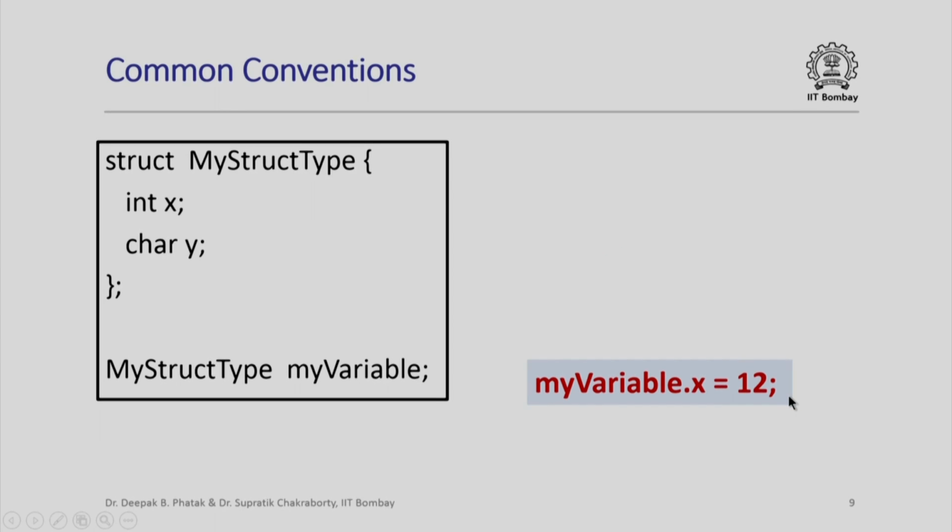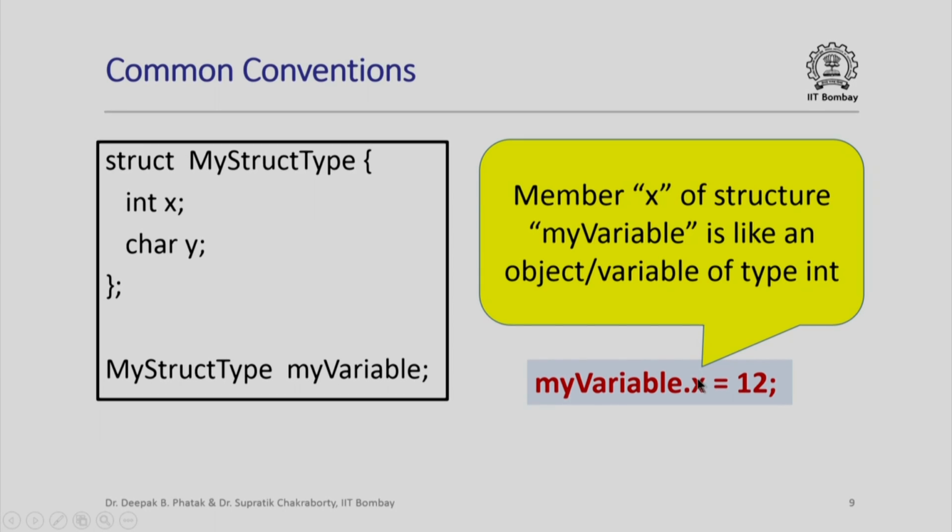Now here is a C++ assignment statement that is assigning the value 12 to the member x of the structure myVariable. Now here the member x of structure myVariable for all practical purposes in the program can be treated like an object or variable of type integer. Why is it of type integer? Because in the definition of myStructType, the member x has been defined to be of type integer. So we will often refer to members of structures as objects of a certain specified type.